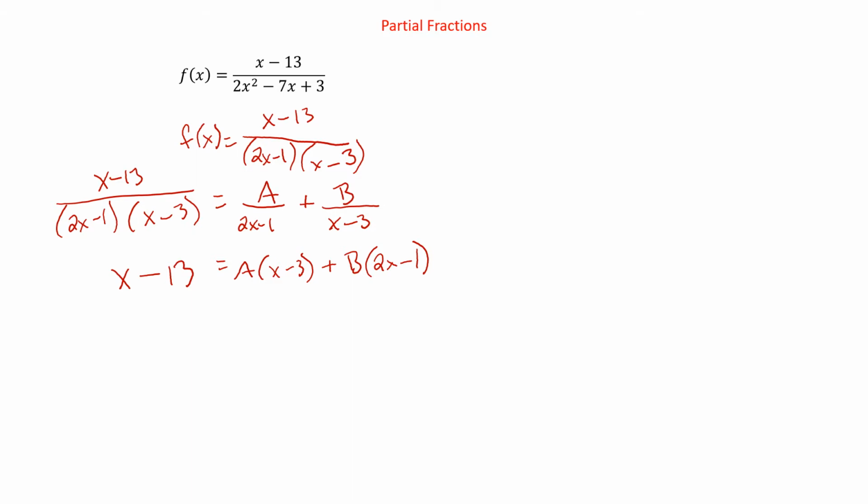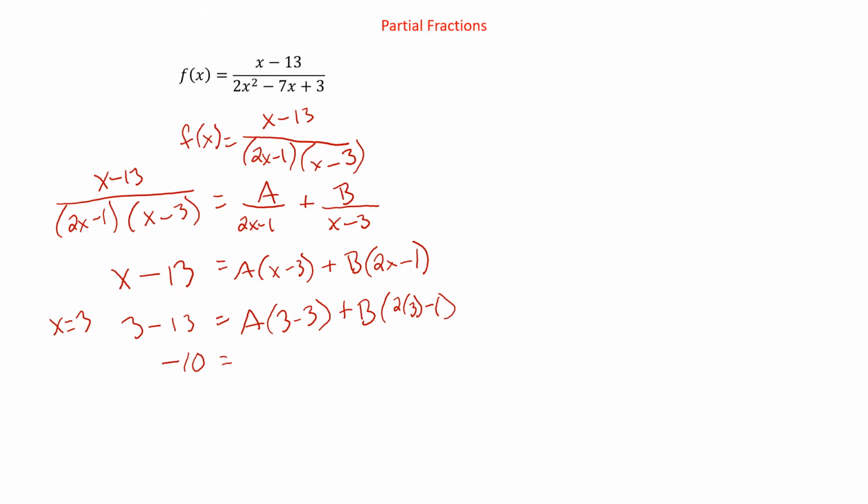It says we're going to make x equal 3. So we're going to plug in 3 minus 13 equals a times 3 minus 3. That's 0. That's why I chose 3, by the way. It's going to make that 0. Plus b times 2 times 3 minus 1. So 3 minus 13 is negative 10 equals, that's 0.